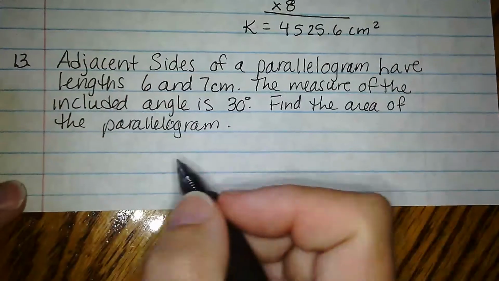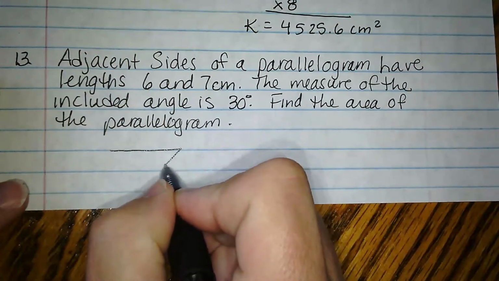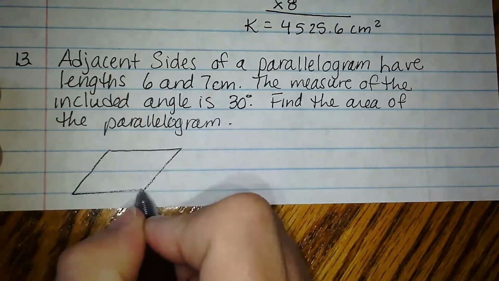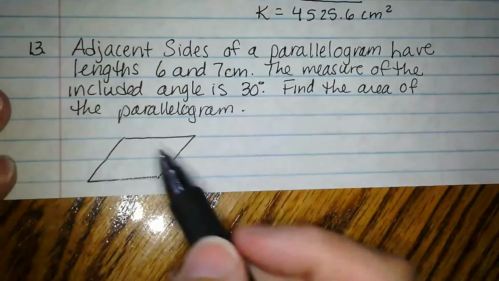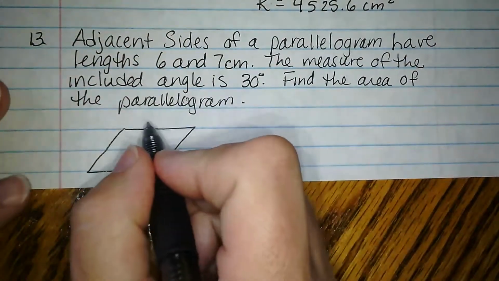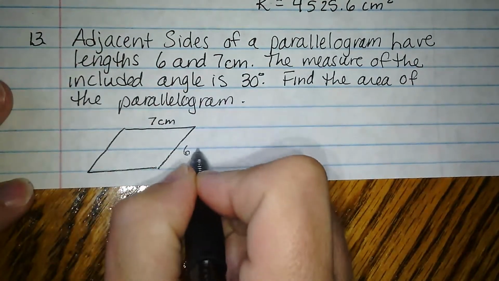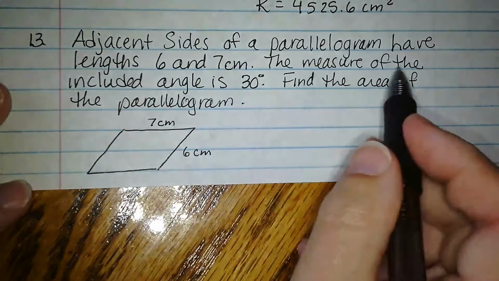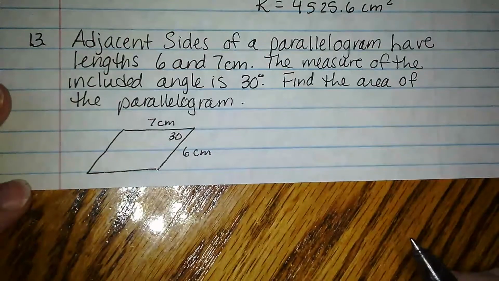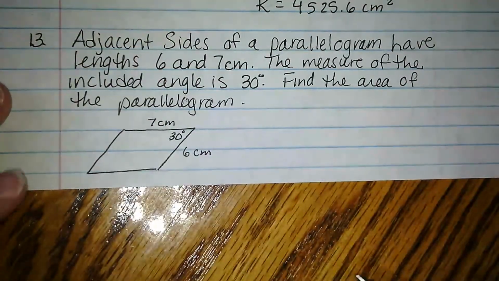So if I'm going to draw this parallelogram, remember a parallelogram is like a squashed rectangle. Adjacent sides are ones that touch and form a vertex. So the longer one would be 7 centimeters and the shorter one would be 6 centimeters. And it says the measure of the included angle is 30. And it says find the area of the parallelogram.